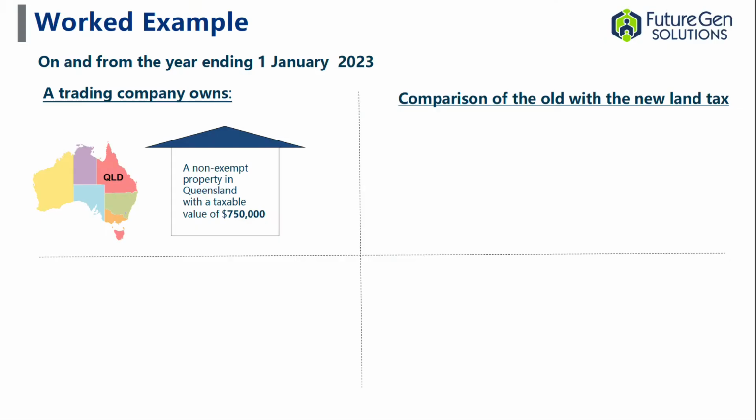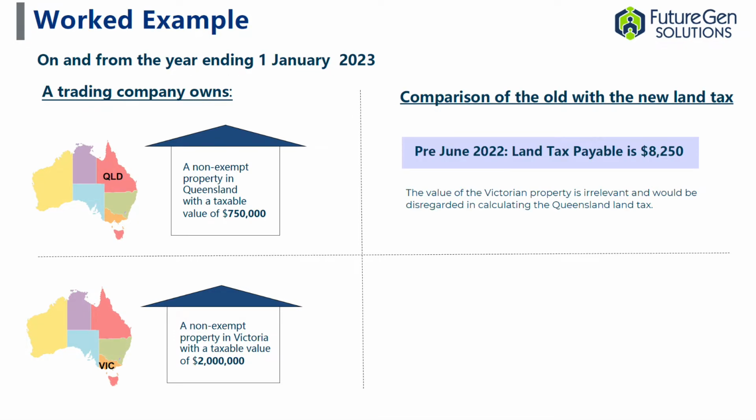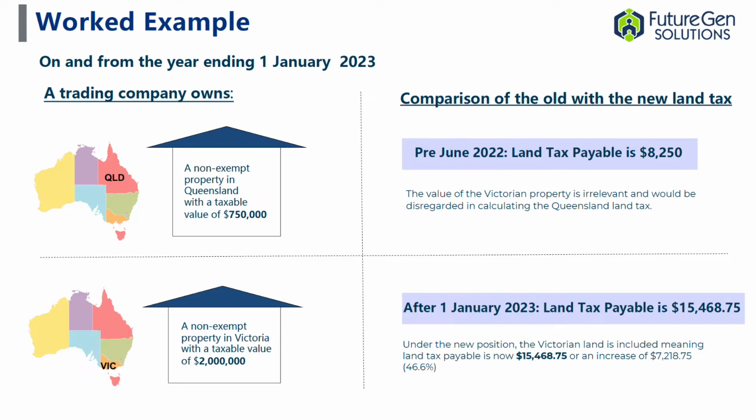talks about a comparison pre the changes, that is up until the end of financial year. So if you owned, in this example, a non-exempt property in Queensland with a taxable value of $750,000, plus you had a property in Victoria as well. In this example, you can see that currently a land tax payer would pay pre the 1st of July, $8,250, but after the 1st of July, because the Victorian land now comes into play and is assessed, that tax increases up to $15,500, which is essentially a 46% increase.